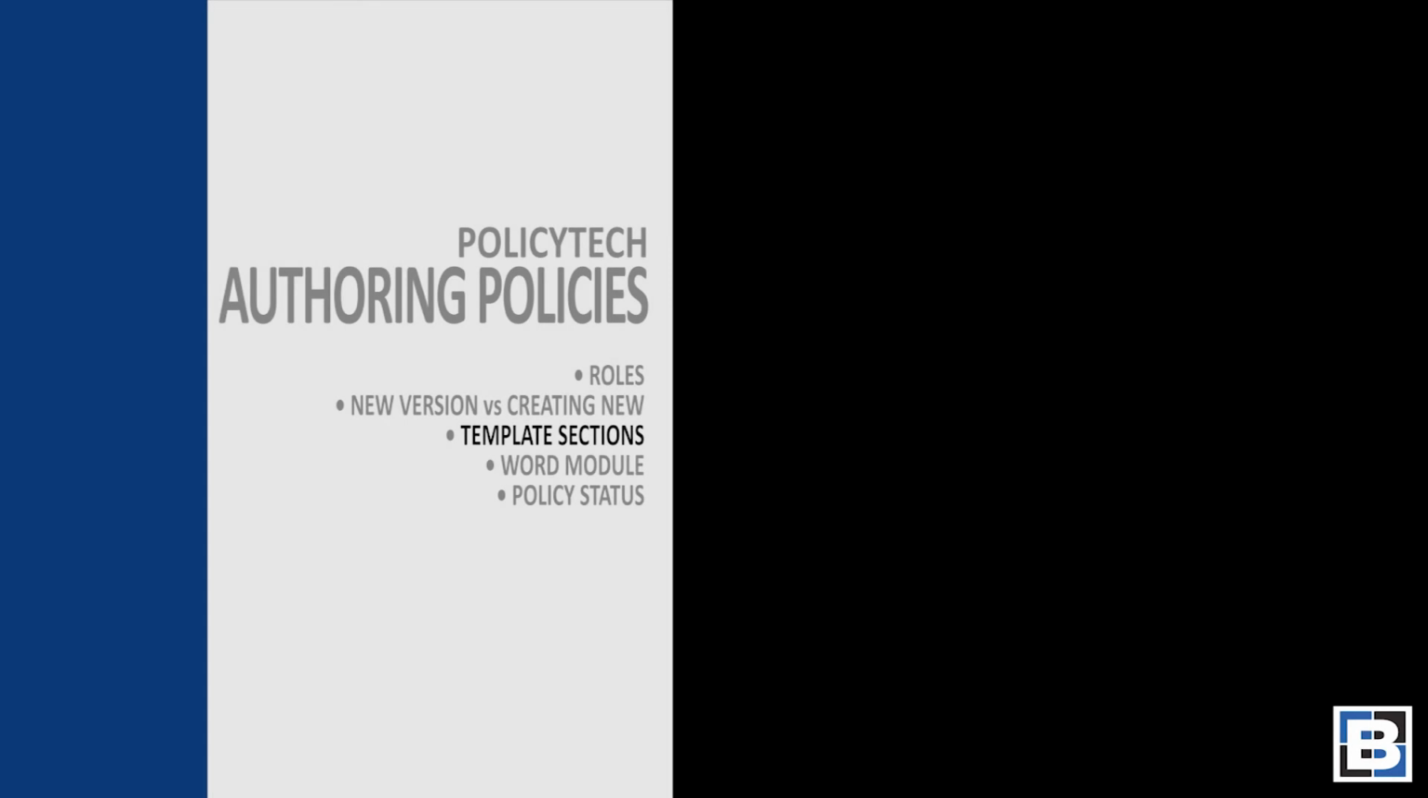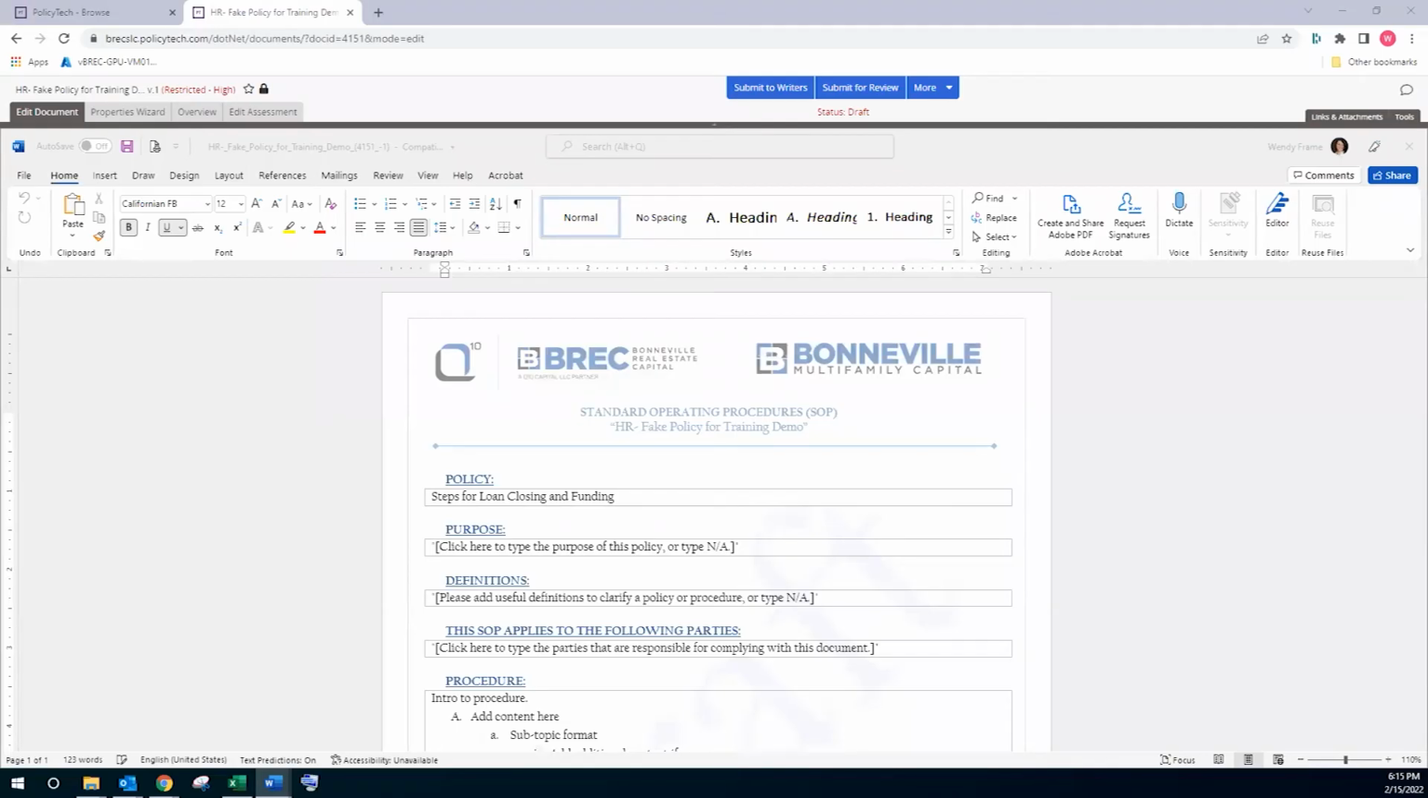Template sections. Let's review each section of the template and discuss its purpose. Policy. This needs to be clear and state the company's policy. What must the employee do to be compliant? It needs to be clear and not have ambiguity or lack clarity.